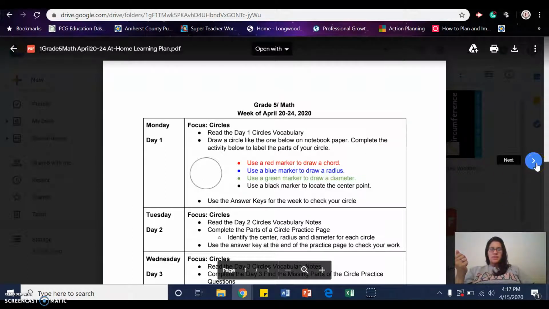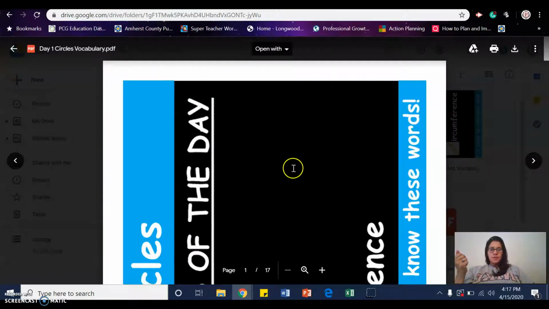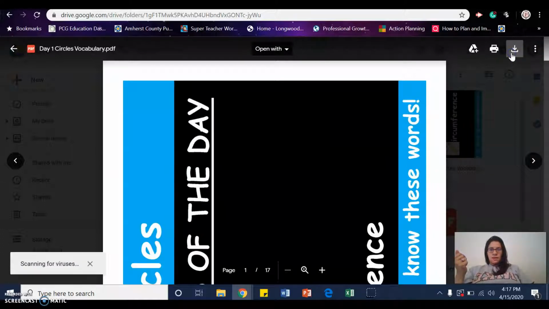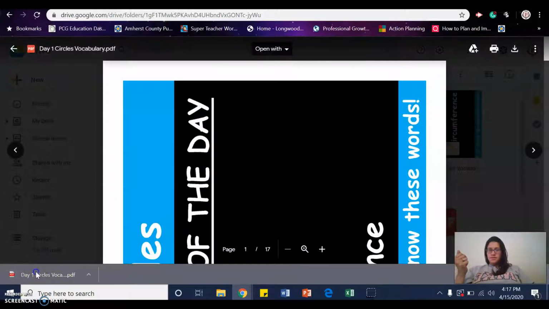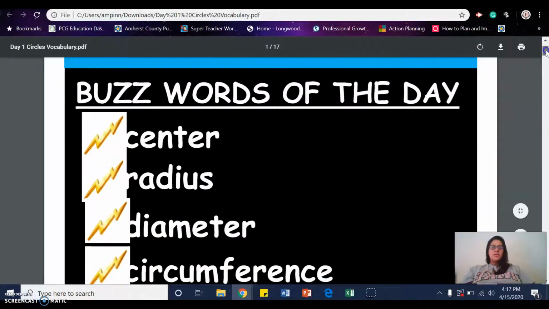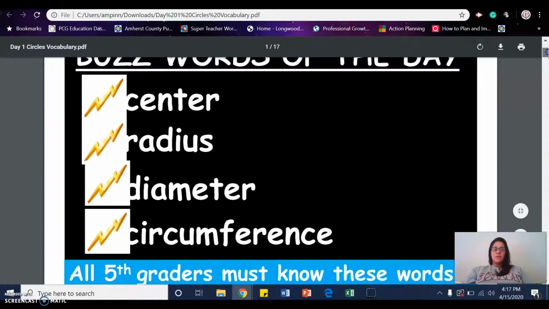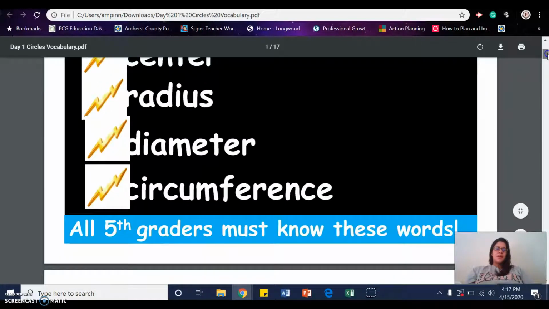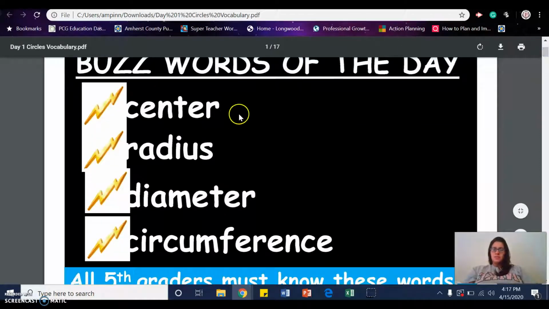So let's look at the circle vocabulary. It might have to be downloaded because it's kind of sideways, isn't it? All right. There we go. Or actually you could use this video to help you figure out what the different parts of a circle are. But I'll still go ahead and upload a video just so you'll have it. All right, so your words are center, radius, diameter, and circumference.